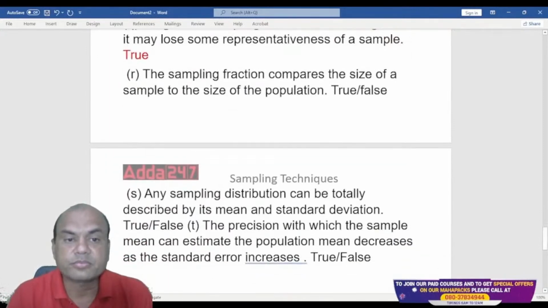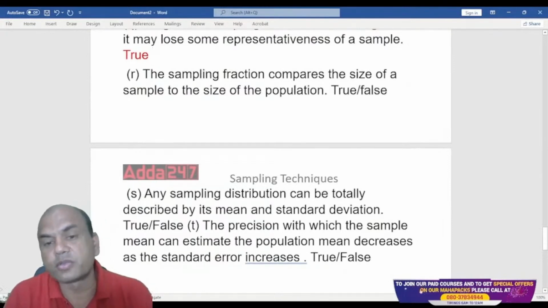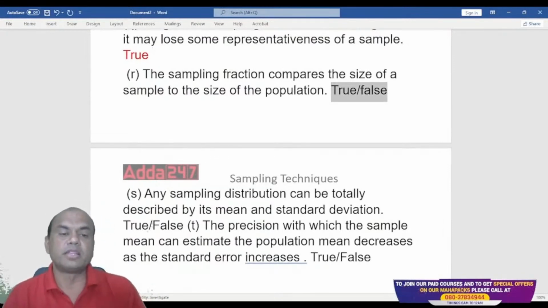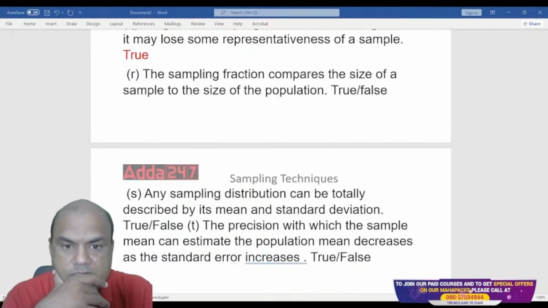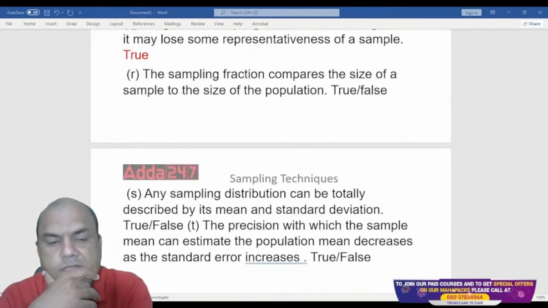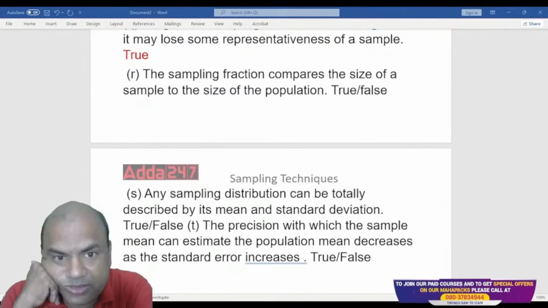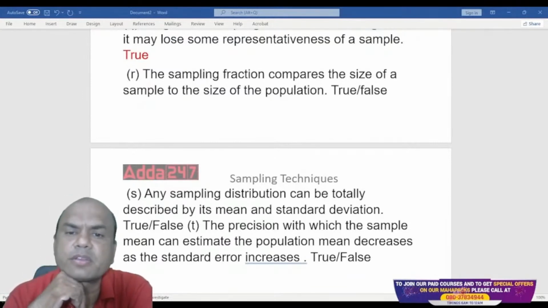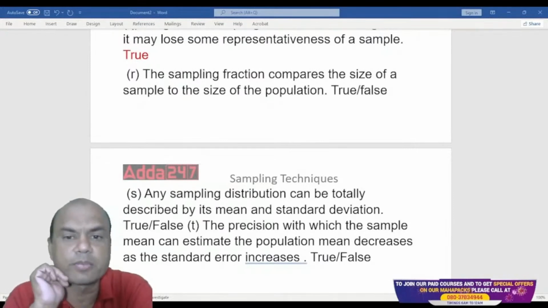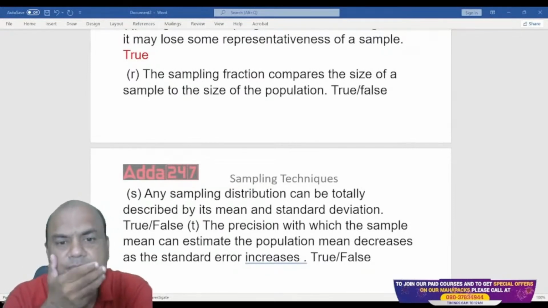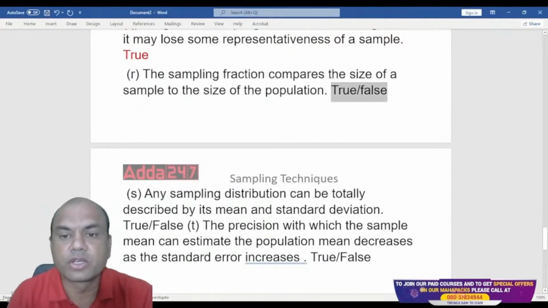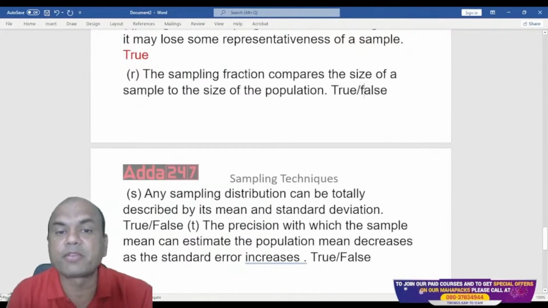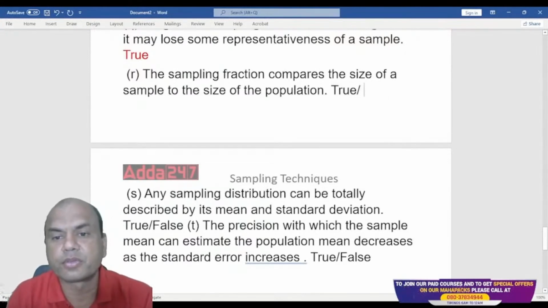Next one. The sampling fraction compares the size of the sample to the size of the population. Now this you must definitely tell me. Yeah, the sampling fraction compares the size of the sample to the size of the population. So it is true. That is the meaning of the sampling fraction. Okay, that is true.